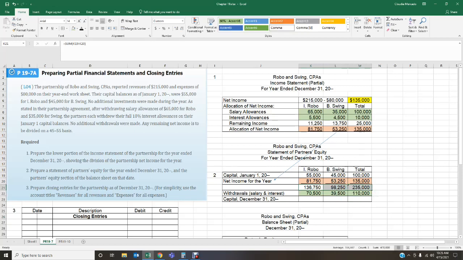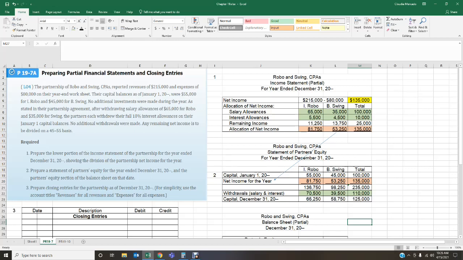So now I'm going to get my total, the one that we have here, the $136,750, the $98,250, and the $235,000. I'm going to subtract my withdrawals to get my ending capital. So it's your total minus your withdrawals, and that will give you your ending capital for each of your partners. That's going to be $66,250 for Robo, $58,750 for Swing, a total of $125,000. So in order to prepare your statement of partners' equity, you needed to complete your income statement first, because you are picking up numbers from your income statement to complete your statement of partners' equity.